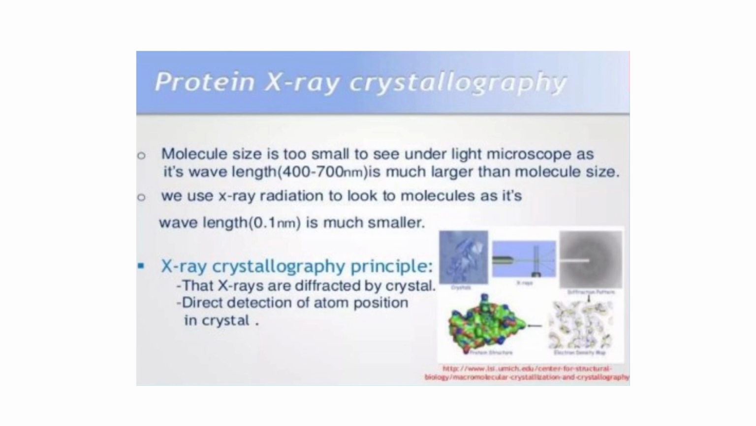So, X-ray crystallography, what is the principle? As we have already seen, X-rays are diffracted by crystals, and direct detection of atom positions in the crystal can be done. So, this is the principle. In the diagram we can see that the X-ray gets diffracted by the crystal, and by this diffraction the direct detection of atom positions in the crystal can be determined.